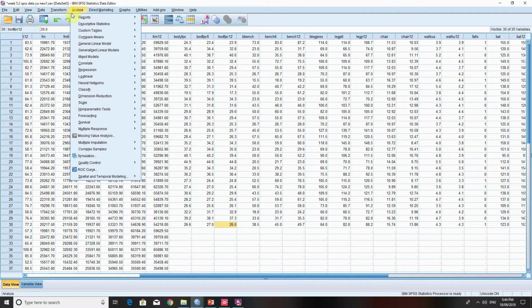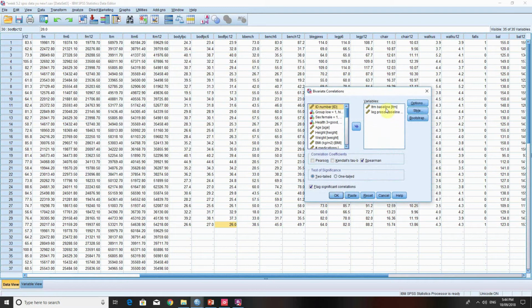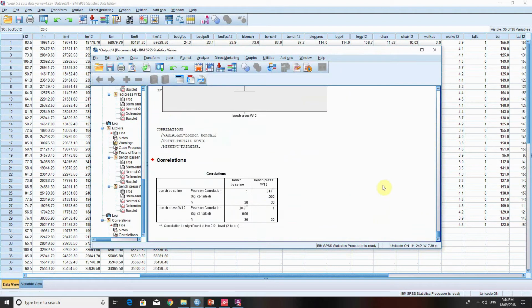So we're going to go analyze, correlate, bivariate, and we're going to put in bench press baseline and bench press week 12. We're going to tick Pearson's because we're doing parametric testing because these guys were normal. We're going to go OK.